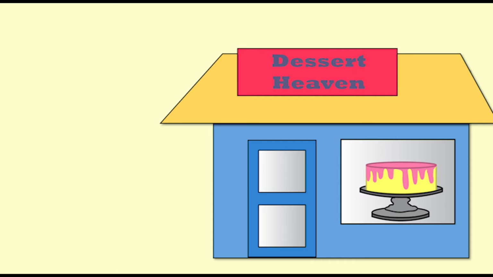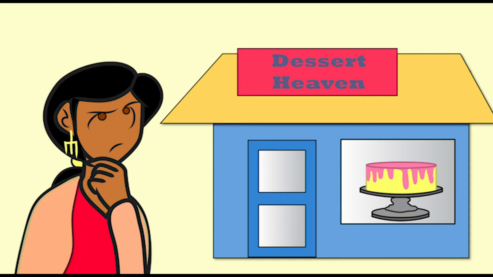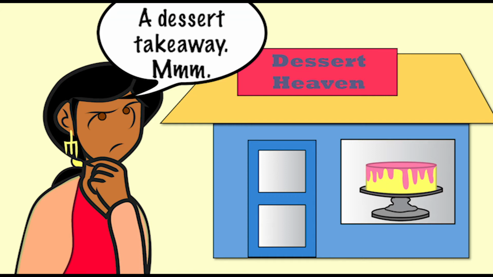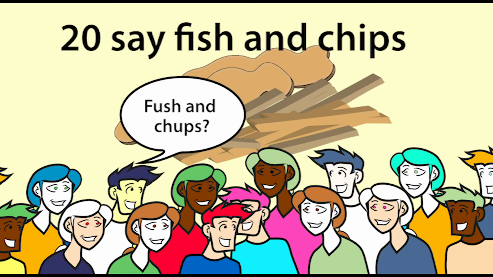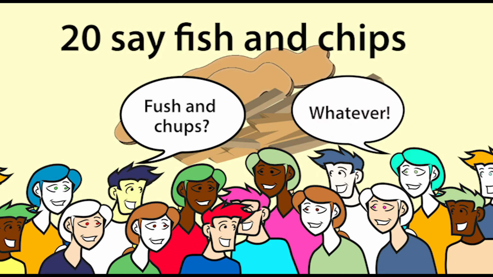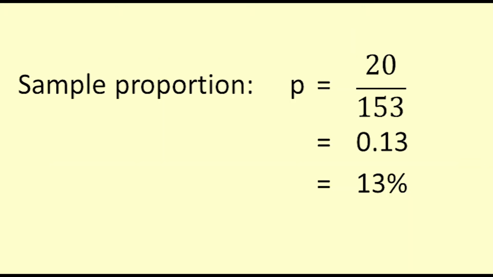Here is an example. We are exploring the idea of a dessert takeaway restaurant, and we're interested to know people's habits around fast food. We ask a sample of 153 people in New Zealand what their favourite takeaway food is. Out of them, 20 say fish and chips. The sample proportion is 20 divided by 153, which gives us 0.13 or 13%.